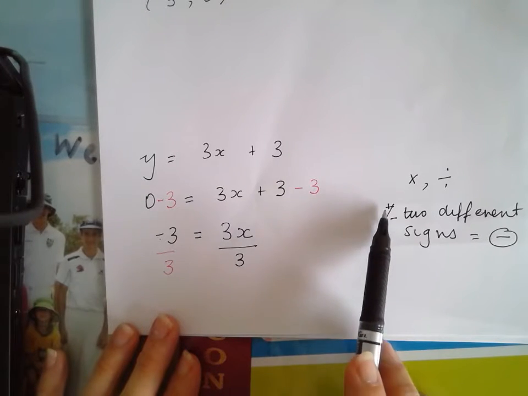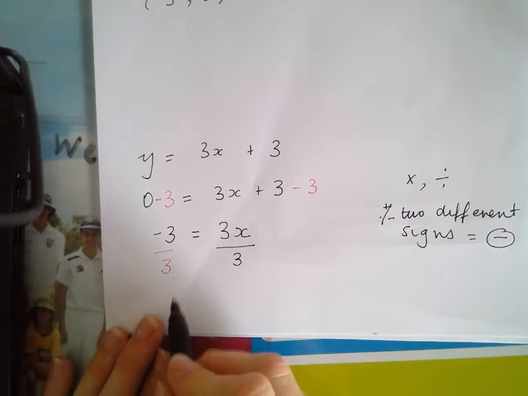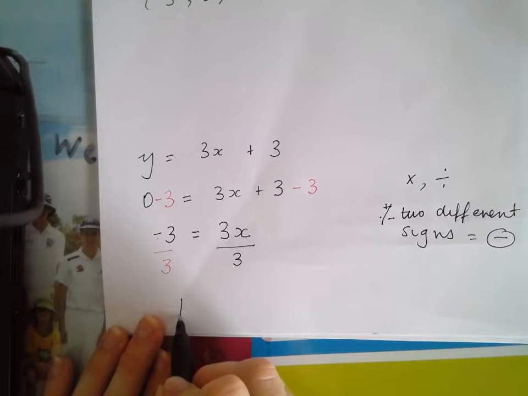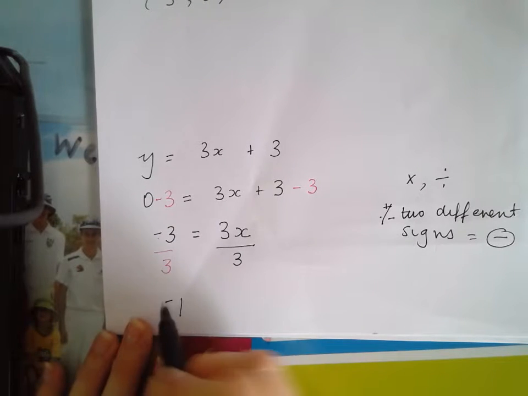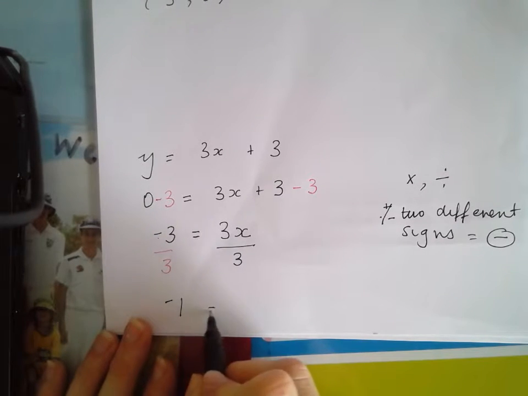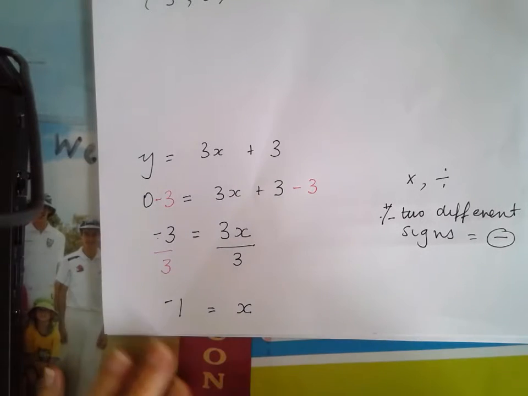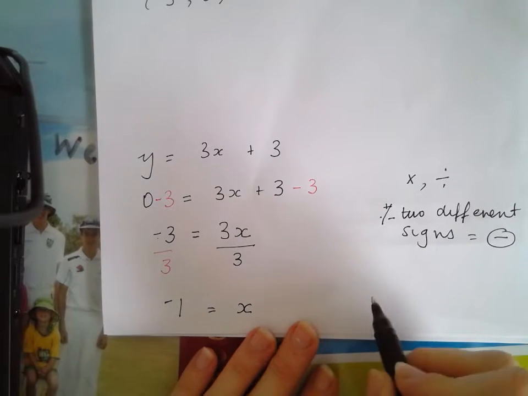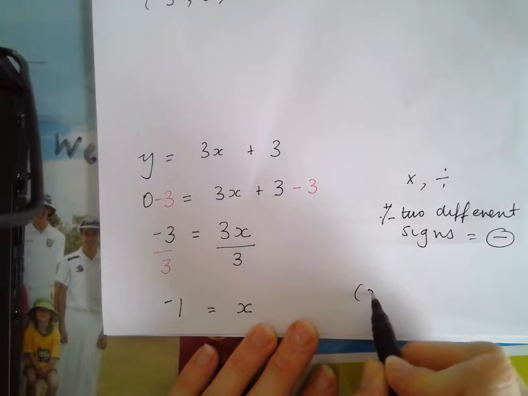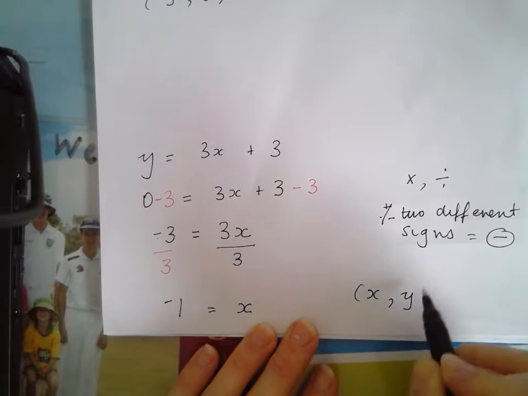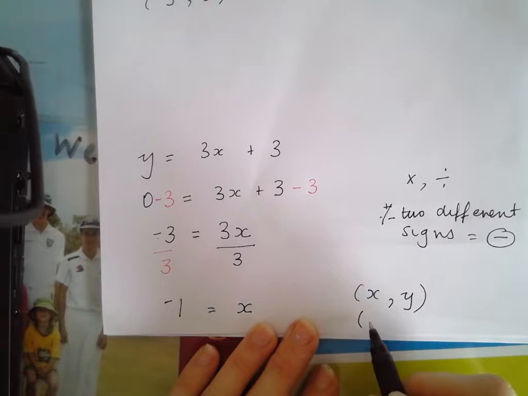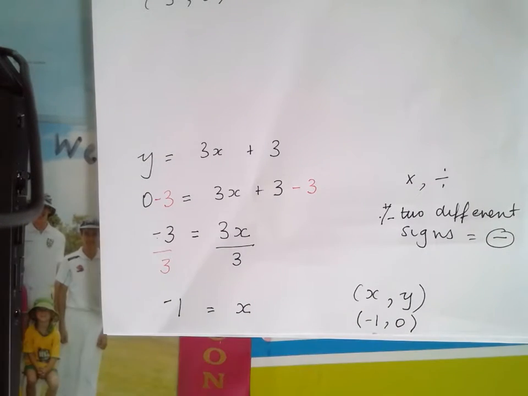Alright, you have a positive and a negative. So we know that 3 divided by 3 is 1, but it's actually -1 because we have two different signs, and that's our x value. Okay, so to write those out, our x always comes before our y. We have -1, 0, as you would plot it.